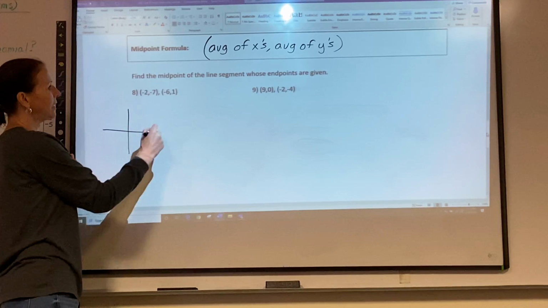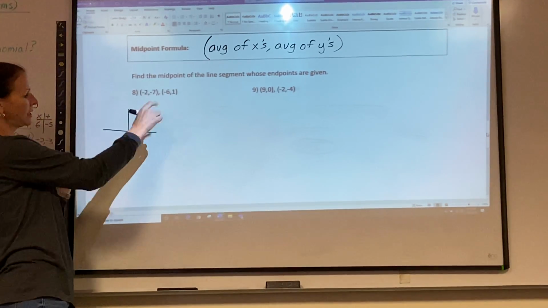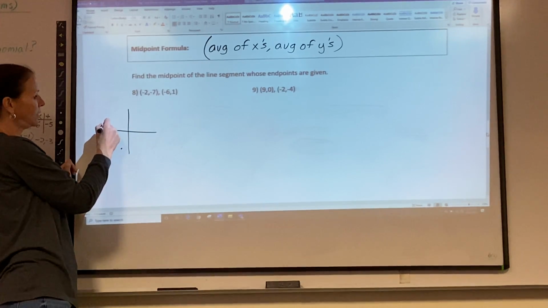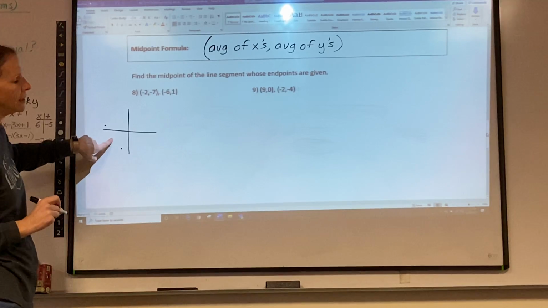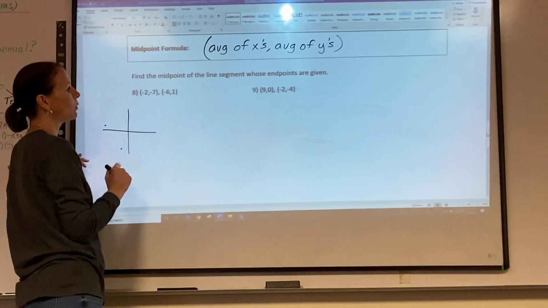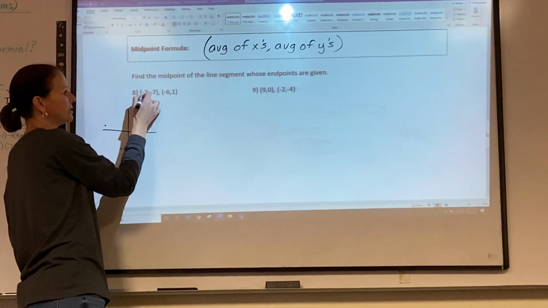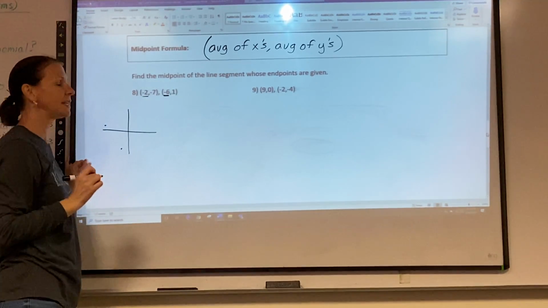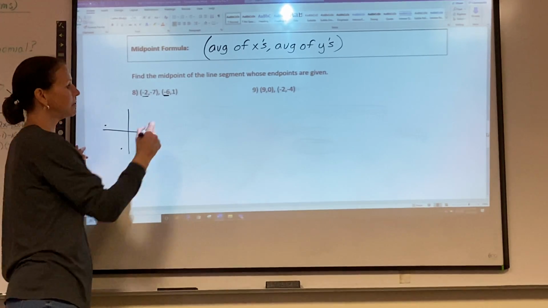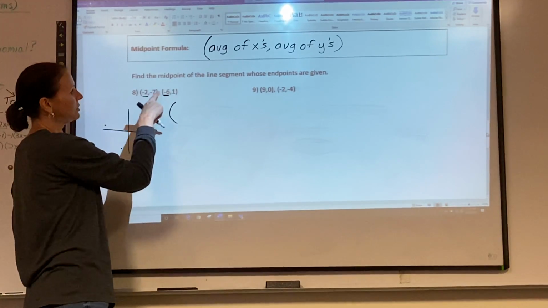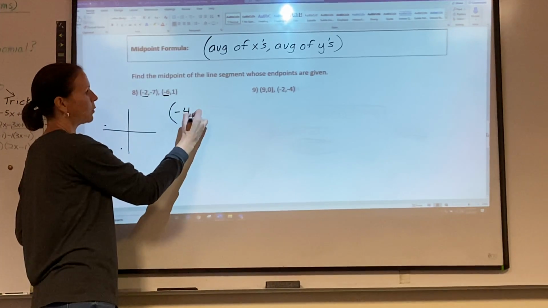So if we have the point -2, -7, that's going to be down here somewhere, and then -6, 1 would be up here. The midpoint would be the point that's halfway in between those. So it's going to end up being an ordered pair. So what we need to do is find the average of the x's. So my x's are -2 and -6. To find the average of two numbers, we just add them together and divide by 2. So -2 plus -6 is -8, divide by 2, we get -4.